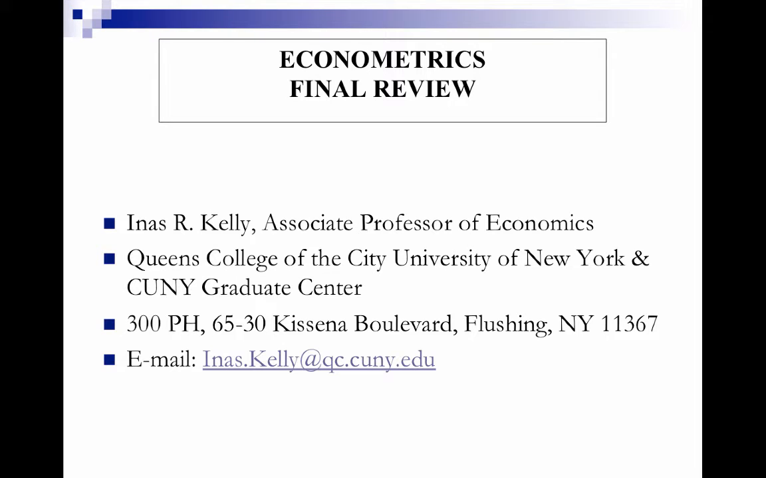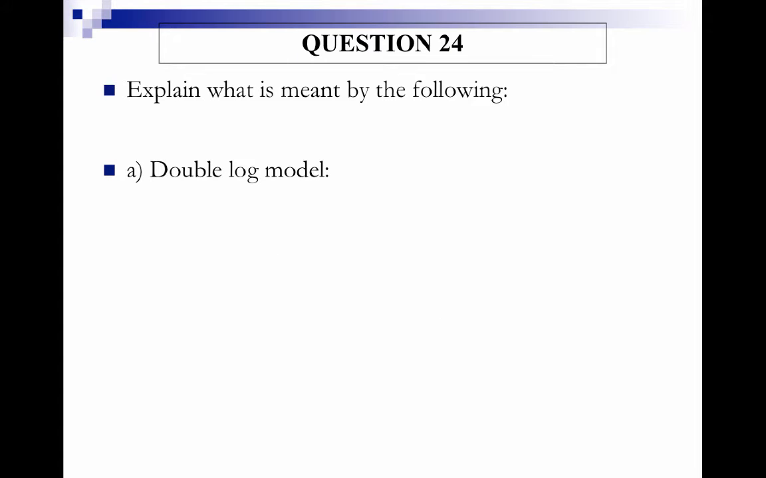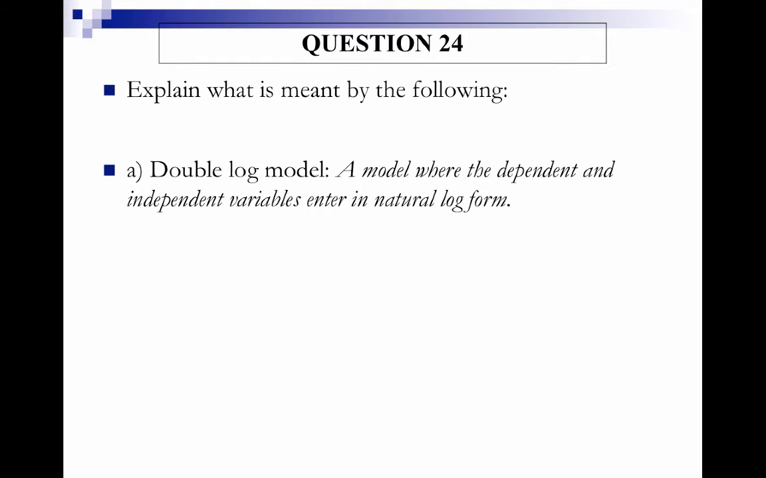So questions 24 and 25 for the Econometrics final review involve definitions. For the first one, explain what is meant by the following: a double log model. It's a model where the dependent and independent variables all enter natural log form, and thus all the coefficients can simply be interpreted as elasticities or percentage changes.